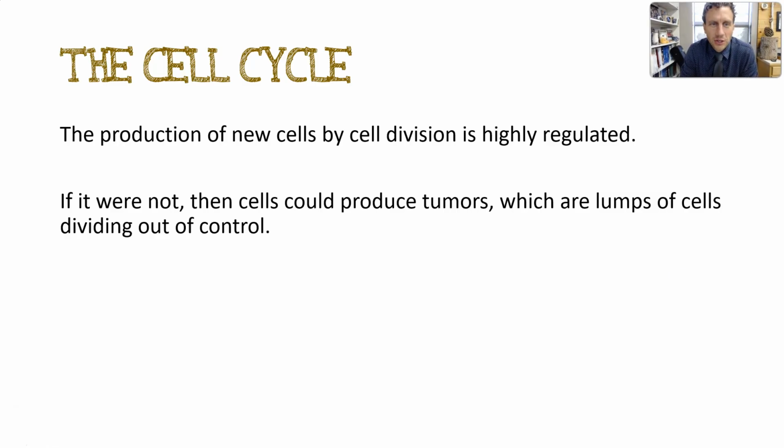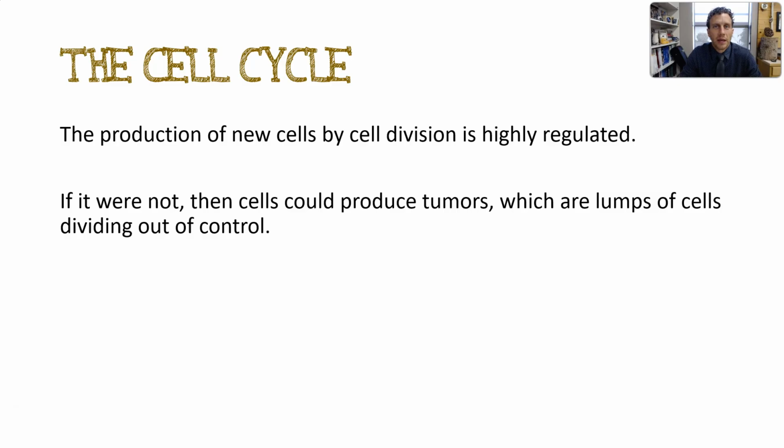It's important for us to understand the cell cycle when we are talking about cancer. And so here you can start filling in your notes. The production of new cells by cell division is highly regulated. It's very controlled. God has designed it really, really well.